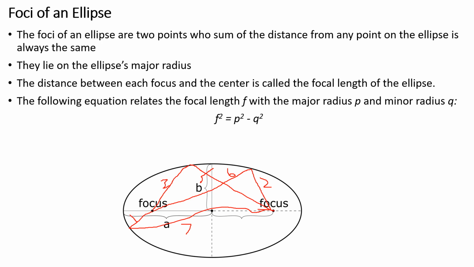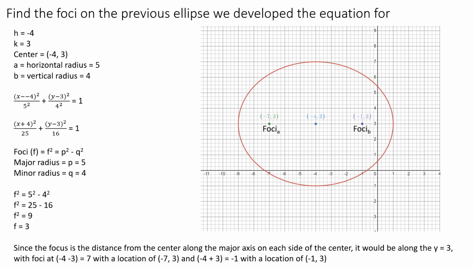And how do we find it? The focus distance is always from the center. It's f squared equals p squared minus q squared, the major axis minus the minor axis, and we have to find the square root of it. Let's go back and find the focus of the previous ellipse we were looking at. And here it is, from two slides ago. The equation is (x plus 4) squared over 25 plus (y minus 3) squared over 16 equals 1.